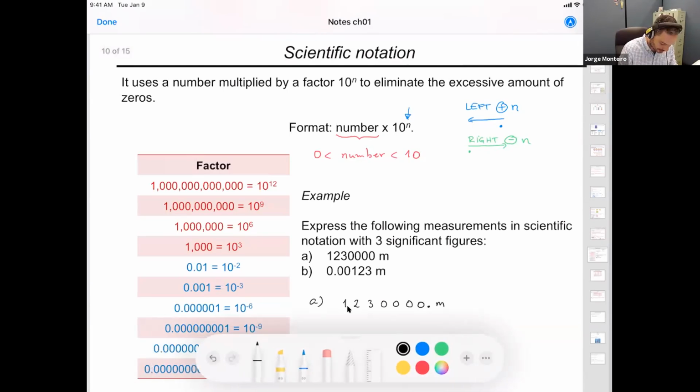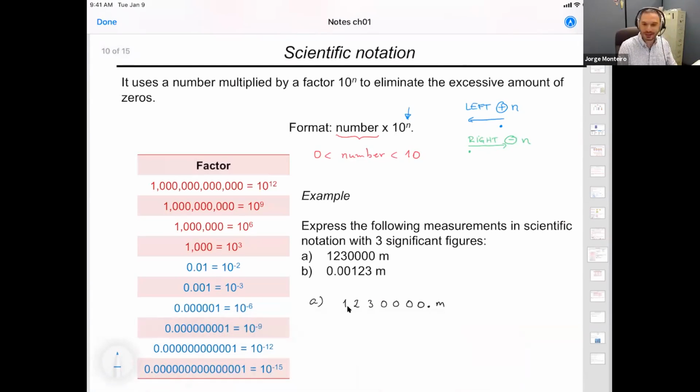end of the number. So now I will move the decimal point in order to get a number between 0 and 10. So let's count the number of moves that we need to do. So 1, 2, 3, 4, 5, and then 6. So we had to move the decimal point 6 places to the left. If we move it to the left, that's going to be a positive n, and n is going to be exactly the number of decimal places that you had to move.